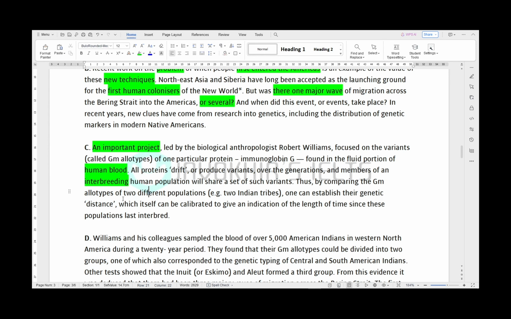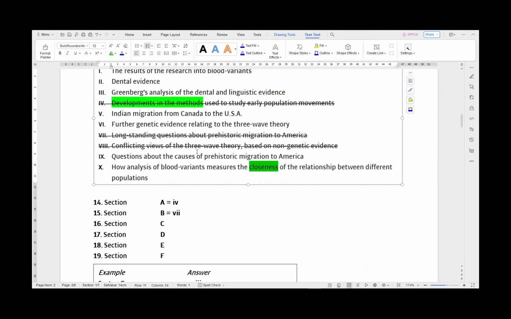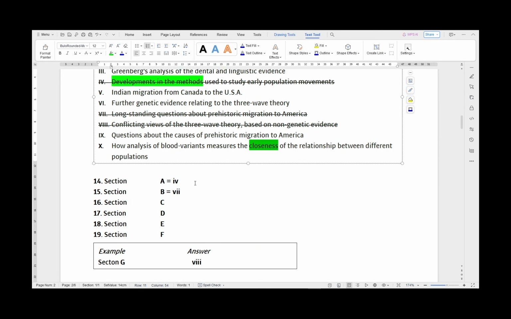Thus, by comparing the GM allotypes of two different populations, for example two Indian tribes, one can establish their genetic distance, which itself can be calibrated to give an indication of the length of time since these populations last interbred. So the word calibrated, they are pretty much measuring. The word calibrate means to measure the units of something. So therefore, option C. Option C is also another easy one.